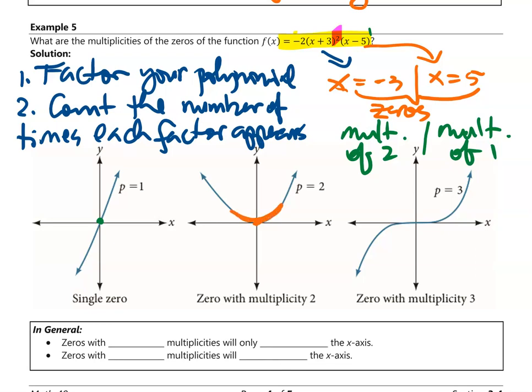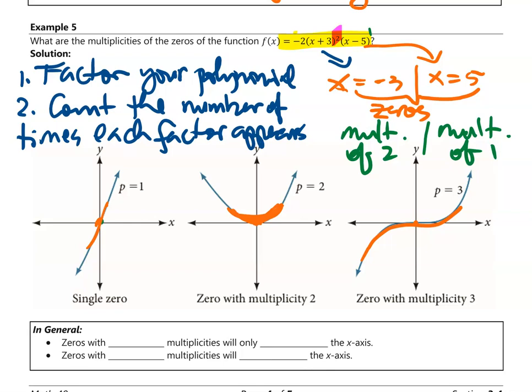This is how I always take a look at the difference between the 3. If it's 1, then it just crosses the x-axis at that point, meaning it's just a line. If it's 2, then you should have the shape of a parabola, and if it's 3, you should have the shape of a cubic. So a line, a parabola, or a cubic. So that's how I always remember this for the multiplicities.